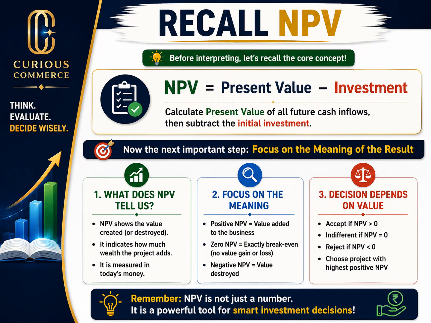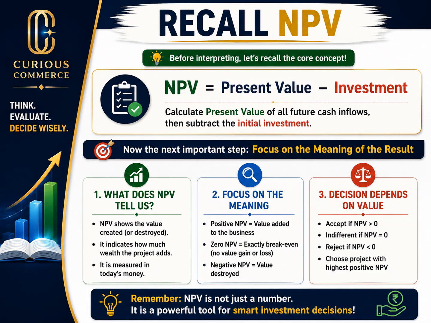What does that 1 lakh tell us? It tells us that after considering the time value of money and the required return, the project creates additional economic value of rupees 1 lakh. Now consider another situation. Suppose the present value of cash inflow is exactly 4 lakh and the investment is also 4 lakh. Then the NPV is 0. And suppose the present value of cash inflow is only 3 lakh while the investment is 4 lakh, then the NPV is negative 1 lakh.